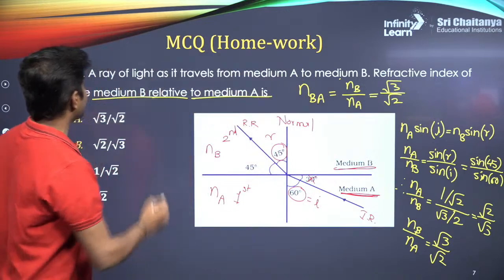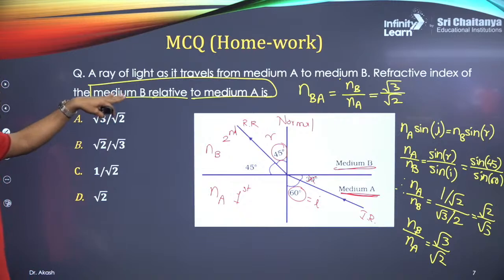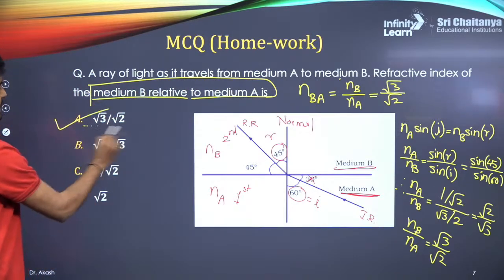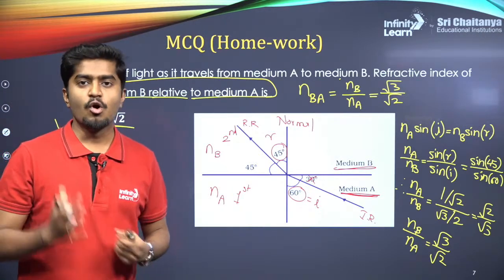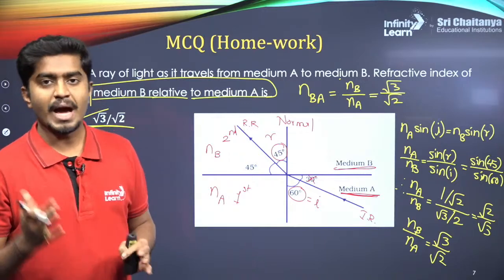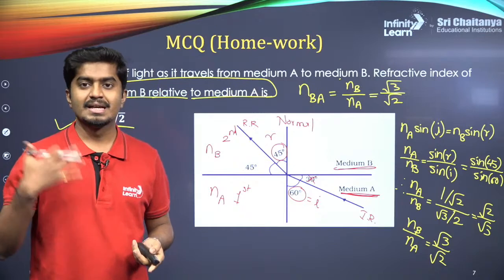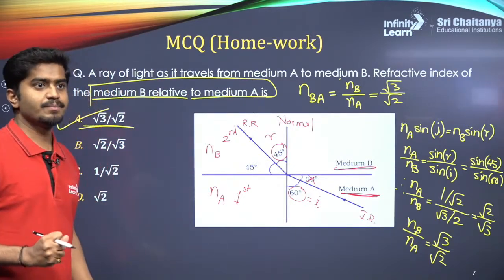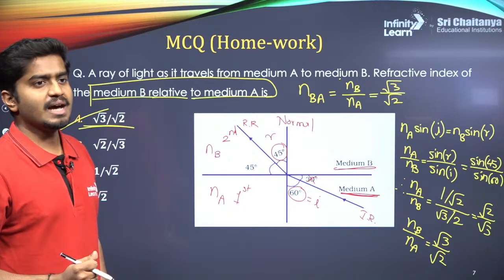So what is the relative refractive index of medium B with respect to medium A? The answer would be option A, which is root 3 divided by root 2. This was the homework given to you. If you have not done it, please go back to the earlier class and understand what the refractive index and other formulas are.